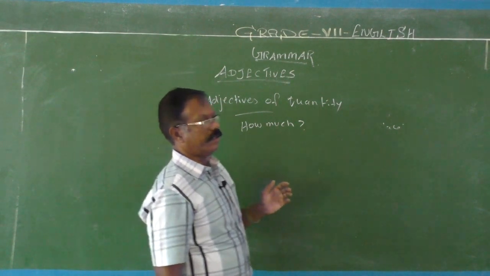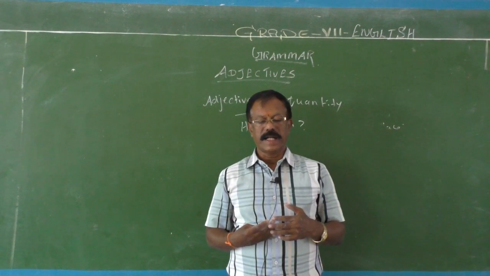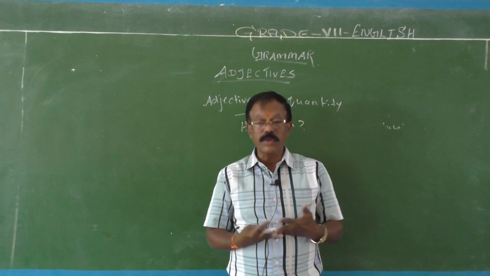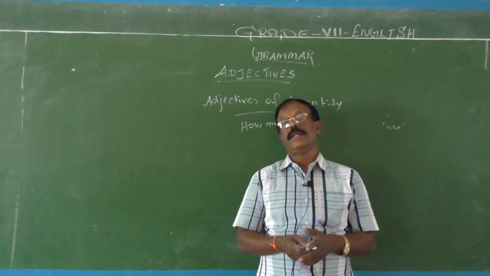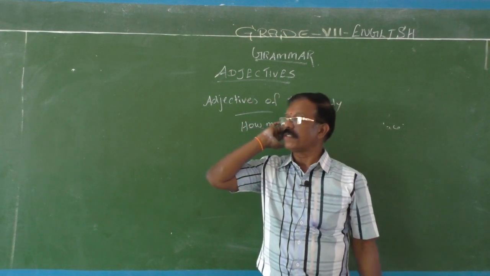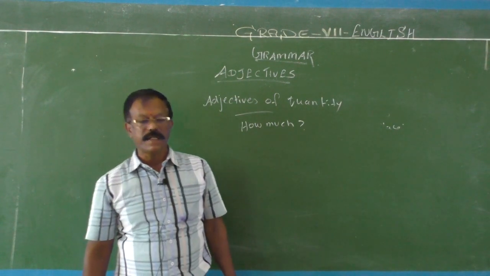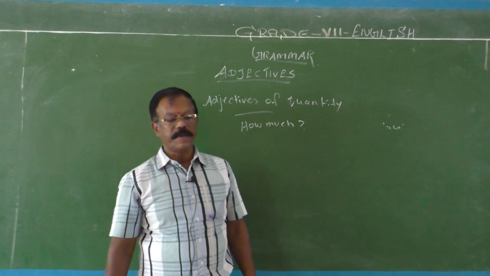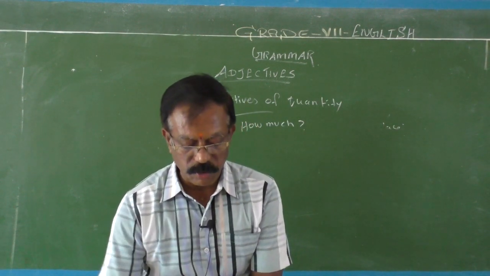So the quantity of the things we have. Adjectives of quantity show how much you have, how much of a thing is meant. Therefore they are called adjectives of quantity. Normally quantity of anything is expressed in numerical terms. Okay, good. See, let me give you some examples. And do you know one thing, children?